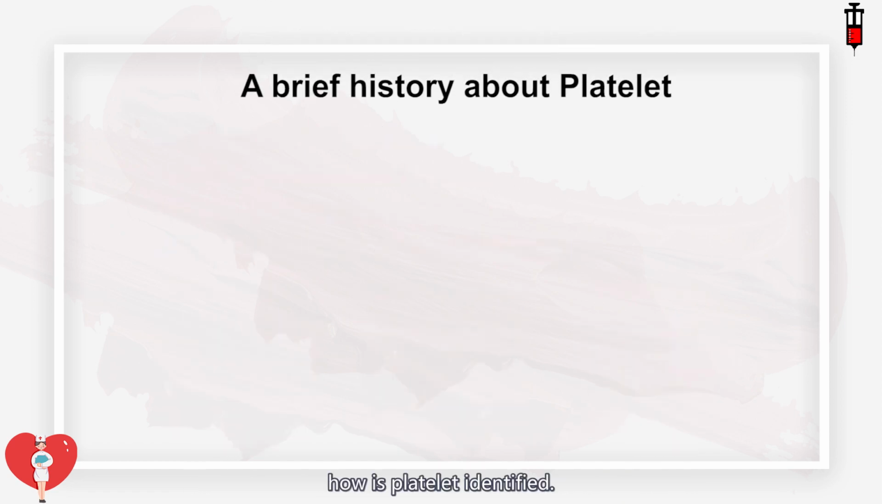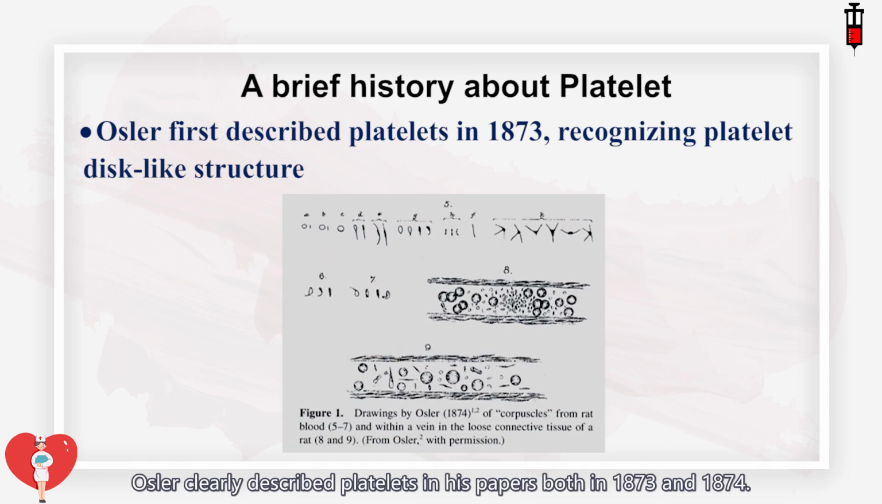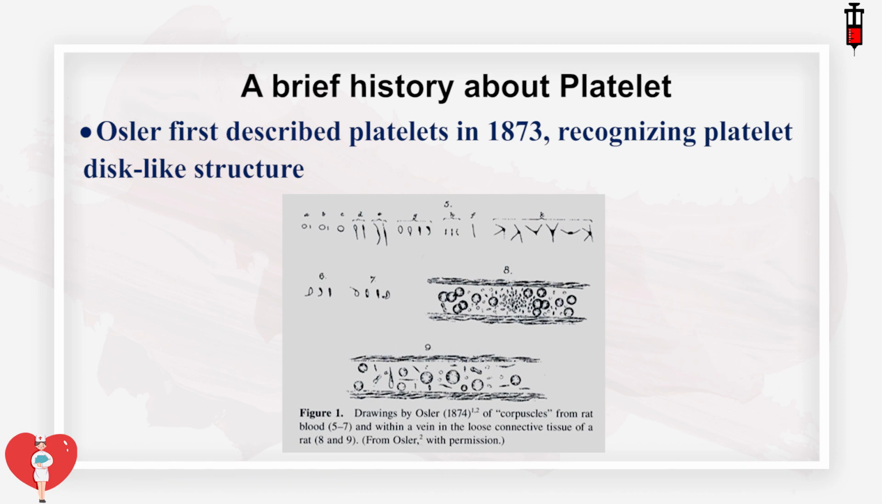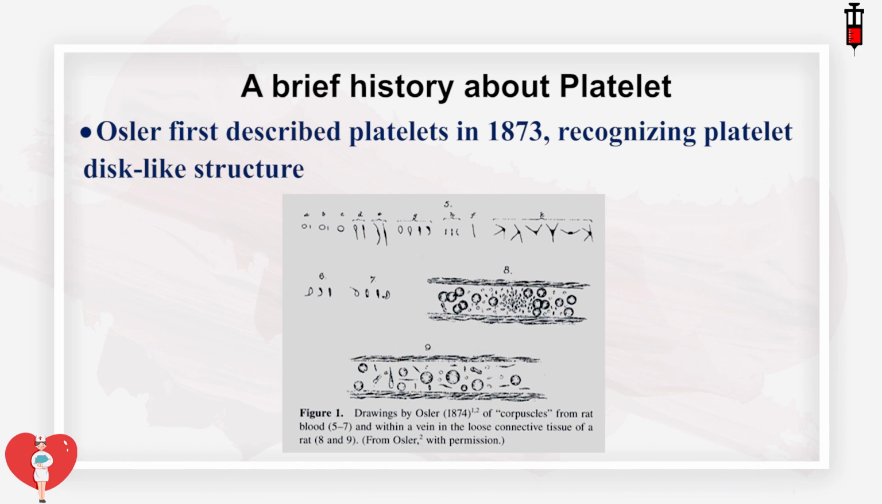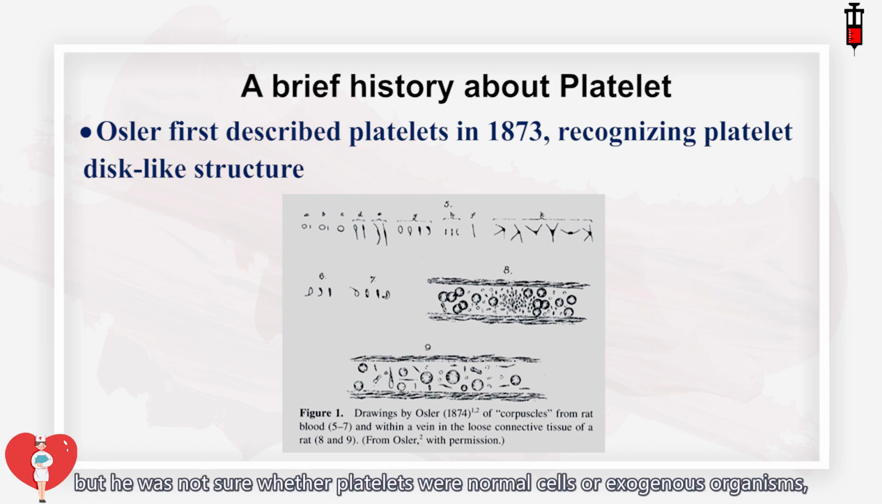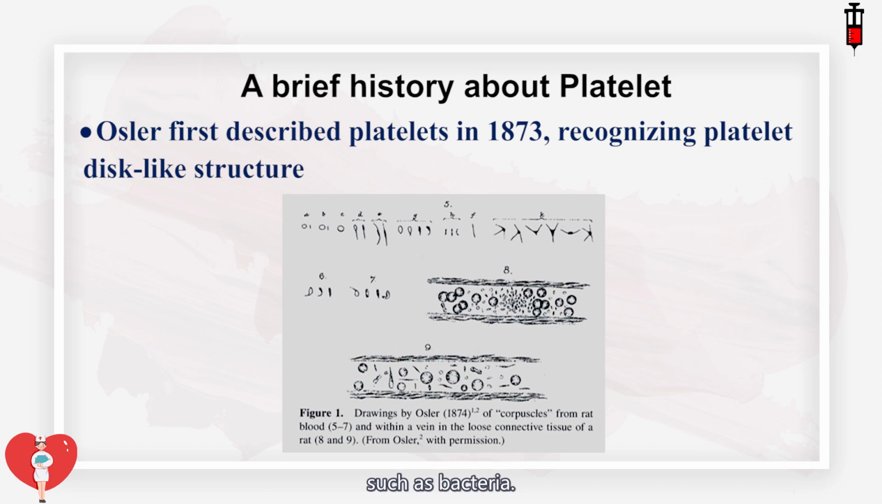So how is platelet identified? A number of different scientists would be recognized as the first to describe platelets. Osler clearly described platelets in his papers both in 1873 and 1874. He recognized their disc-like structure, and that they can rapidly form aggregates when removed from the vessel. But he was not sure whether platelets were normal cells or exogenous organisms, such as bacteria.